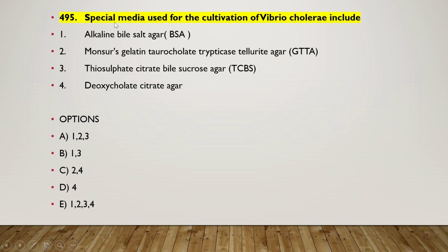So next one is special media used for the cultivation of Vibrio cholerae include alkaline bile salt agar, Monsur's gelatin taurocholate trypticase tellurite agar, that is the GTTA agar, or thiosulfate citrate bile salts sucrose agar, that is the TCBS agar, or deoxycholate citrate agar. So the right answer is option A. So first 3 options are the correct options regarding the special media used for the cultivation of Vibrio cholerae.